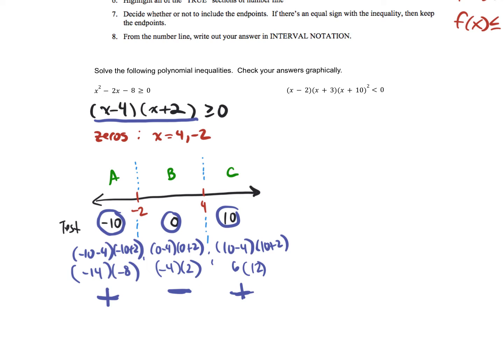So in region A, no matter what number you plug in, you would have got a positive. And in region B, no matter what number you would have plugged in, you got a negative, and C, a positive.